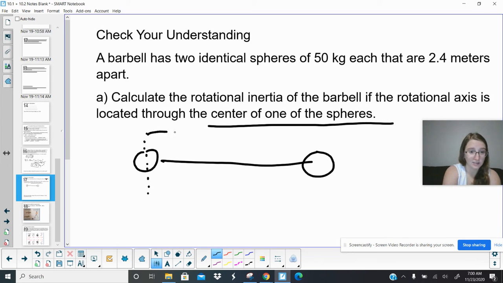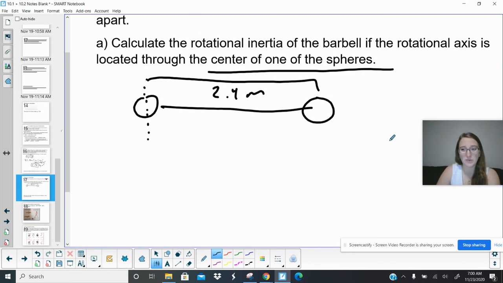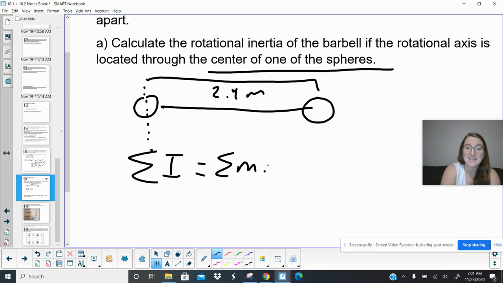And they are 2.4 meters apart. So I want you guys to try this, think it through. We are going to add together their individual rotational inertias. So we need the summation of the mass times the distance from center. I want you to think that through.